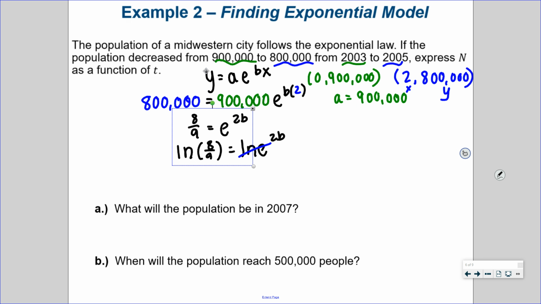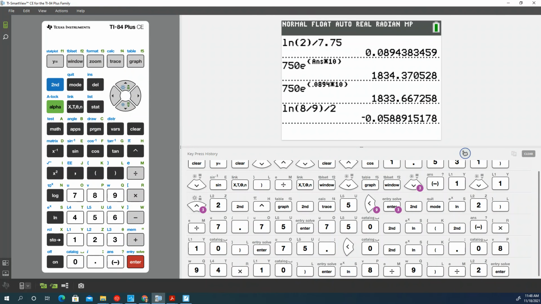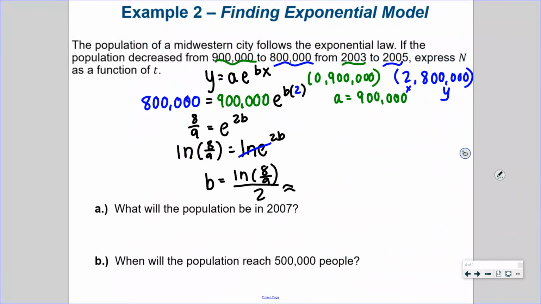We end up getting B is the natural log of 8 ninths divided by 2. Okay, hopefully you're okay with me jumping there. So we just did a ton of examples. I'm going to type this in our calculator so I can show you. Natural log of 8 ninths, close, divided by 2. We end up getting a negative value, and that makes sense. The K, exactly. That's why you don't need to know 2 separate models. It'll come out negative if it's decay. And our population's decreasing, so that makes sense.